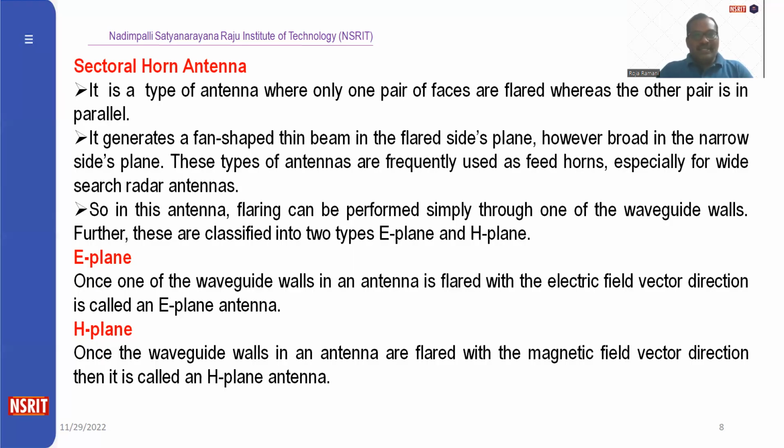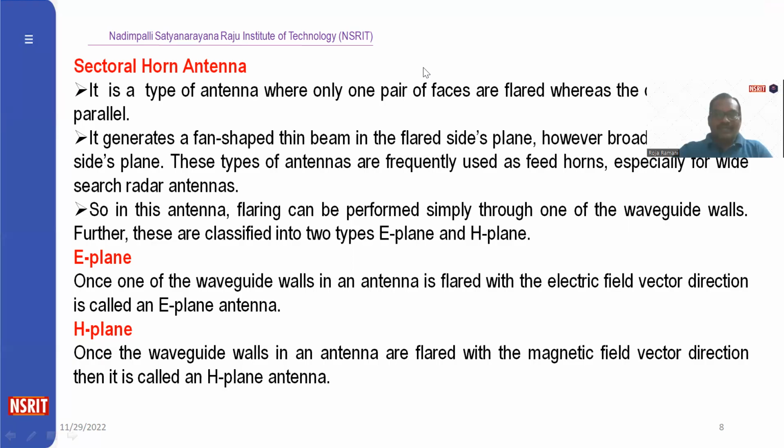So in this antenna, flaring can be performed simply through one of the waveguide walls. Further, these are classified into two types: E-plane and H-plane. What is an E-plane sectoral horn antenna? Once one of the waveguide walls in the antenna is flared in the electric field vector direction, it is called an E-plane antenna. Once the waveguide walls in the antenna are flared in the magnetic field vector direction, then it is called an H-plane antenna.